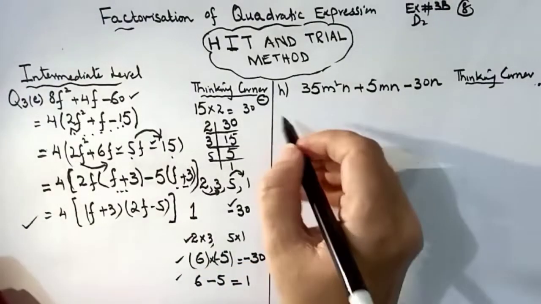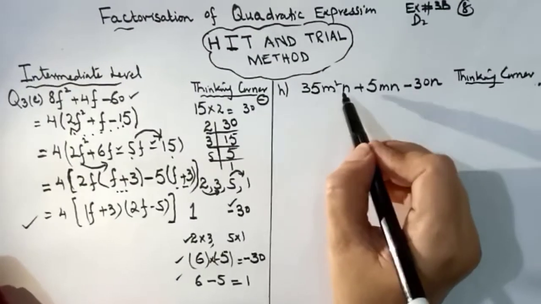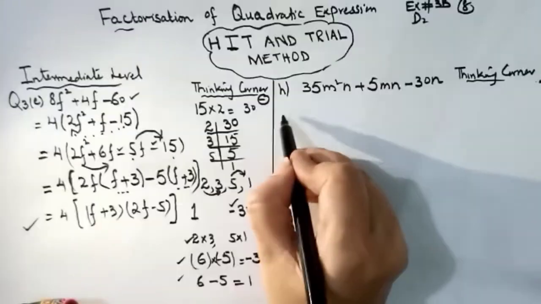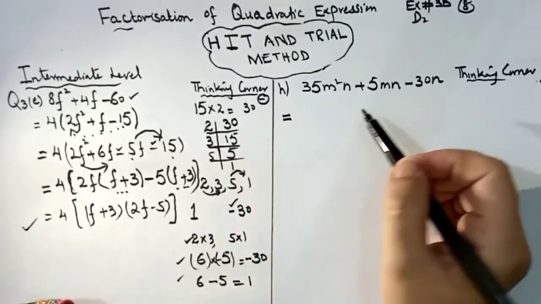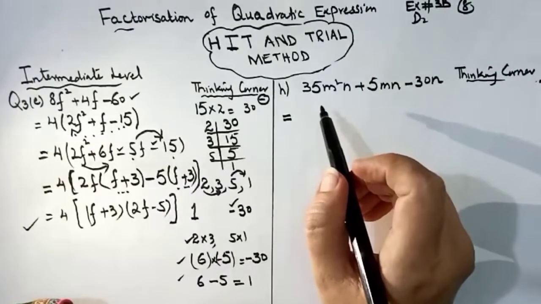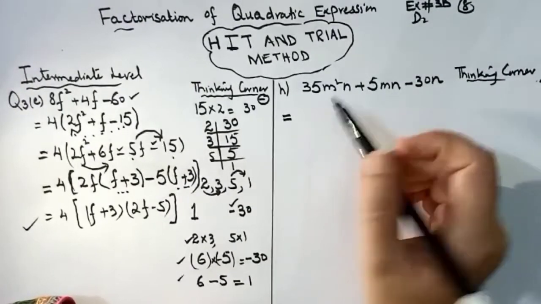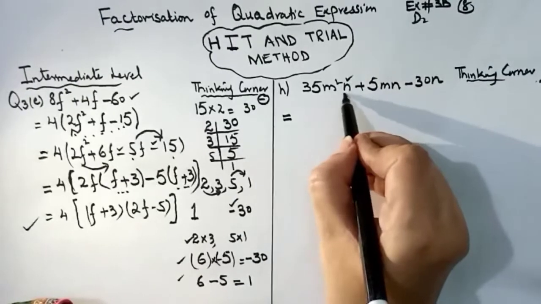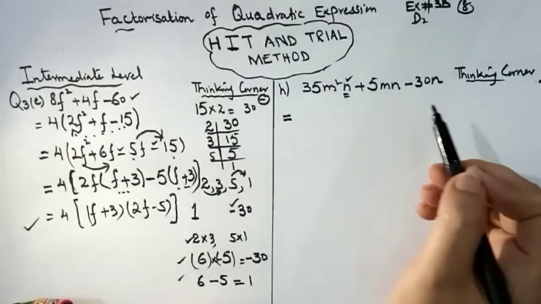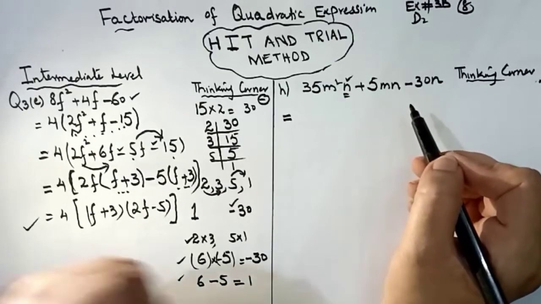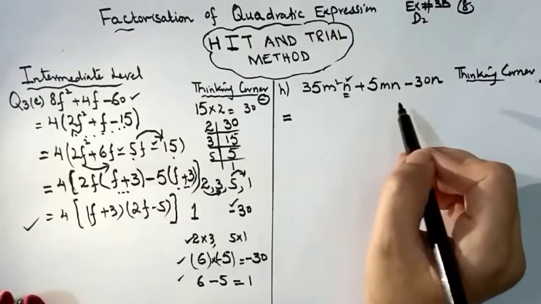Come to the next question, that is 35m square n plus 5mn minus 30n. Before solving the question, we have to see whether the expression is the standard quadratic expression or not. It's not the standard quadratic expression because n does not have power 2 on it. So what we have to do is make it in the form of a standard quadratic expression.